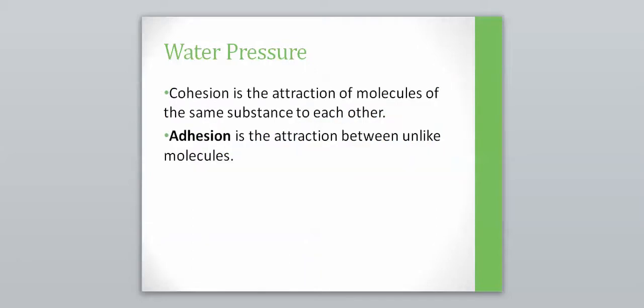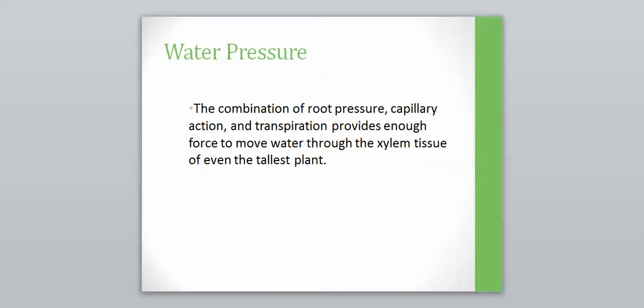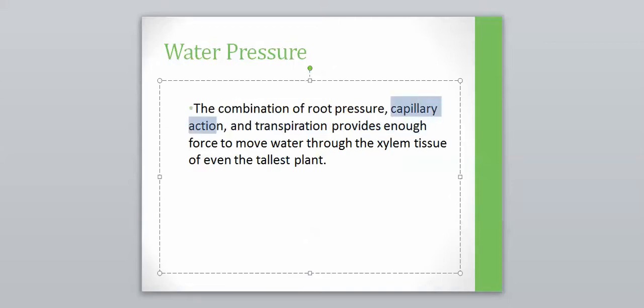So we have what's called cohesion versus adhesion. Cohesion is the attraction of molecules of the same substance to each other, so let's say the attraction of two water molecules to each other. And adhesion is the attraction between unlike molecules, so that would be water being attracted to CO2. So that's cohesion and adhesion, and we need to know what those mean in order to look at what is called capillary action. If you remember, I said capillary action. Now cohesion and adhesion are going to play a role in that.